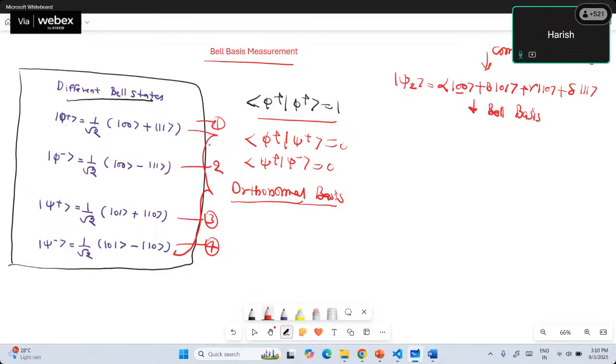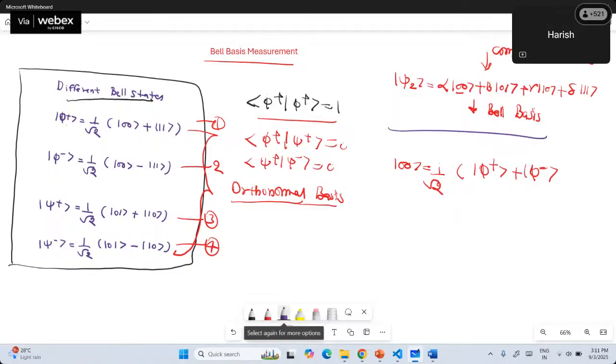If I add equations 1 and 2, then the 11 terms will cancel out and it will be 2 times 00. So by using equations 1 and 2, 00 can be written as nothing but 1 by root 2 of phi plus state plus phi minus state. We can write it like this.